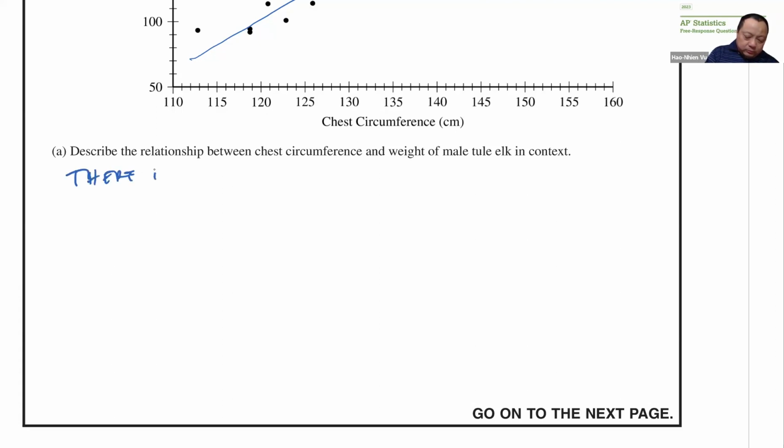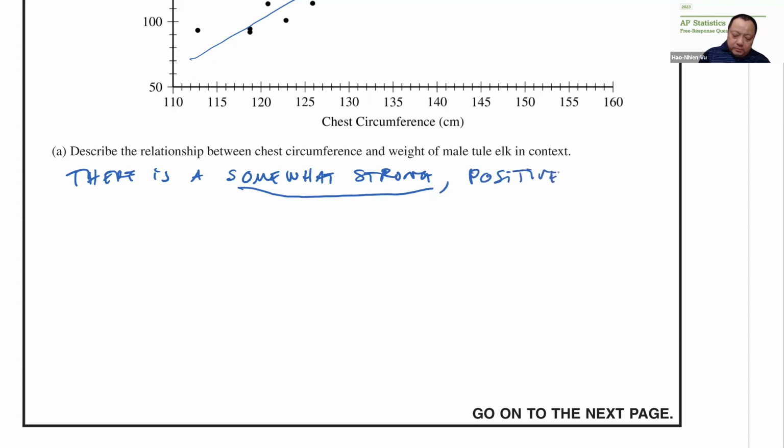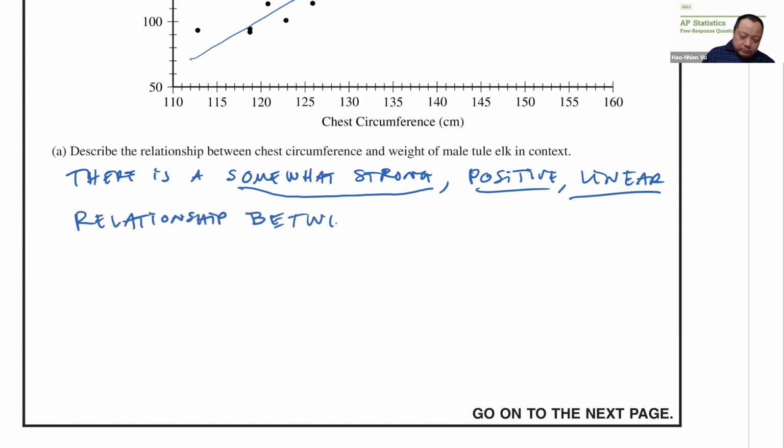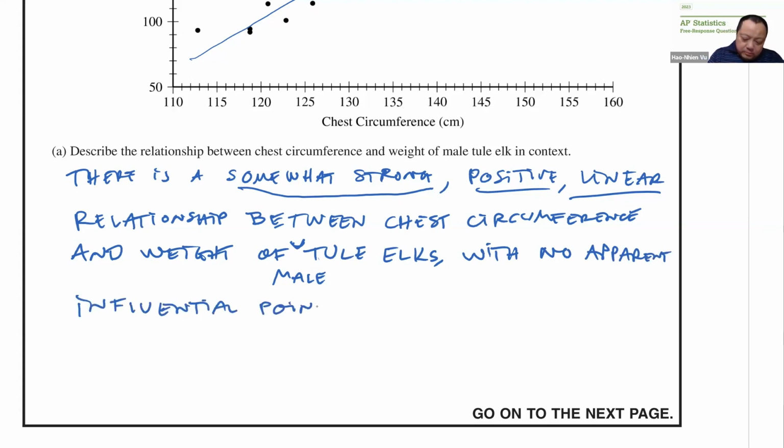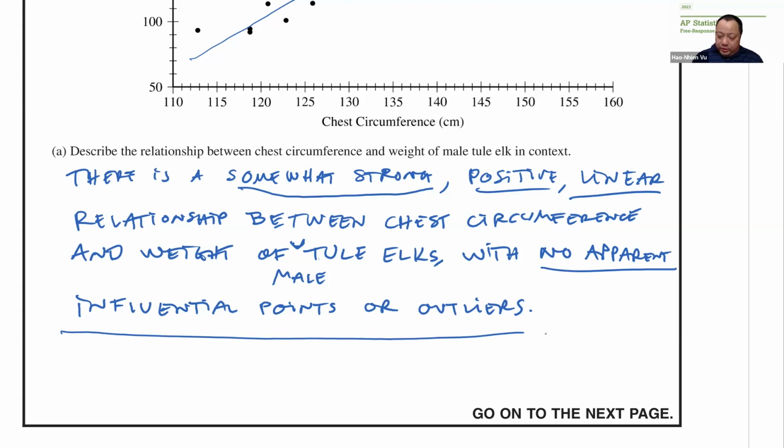There is a somewhat strong, that's the strength, positive, that's the direction, linear, that's the shape, relationship between chest circumference and weight of tule elk, I guess male tule elk, with no apparent influential points or outliers. Four things they're looking for, four things I'm giving them.